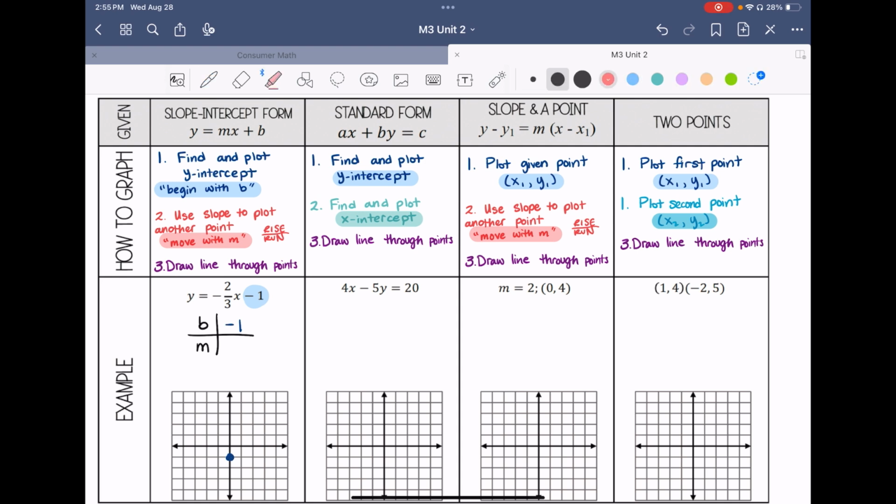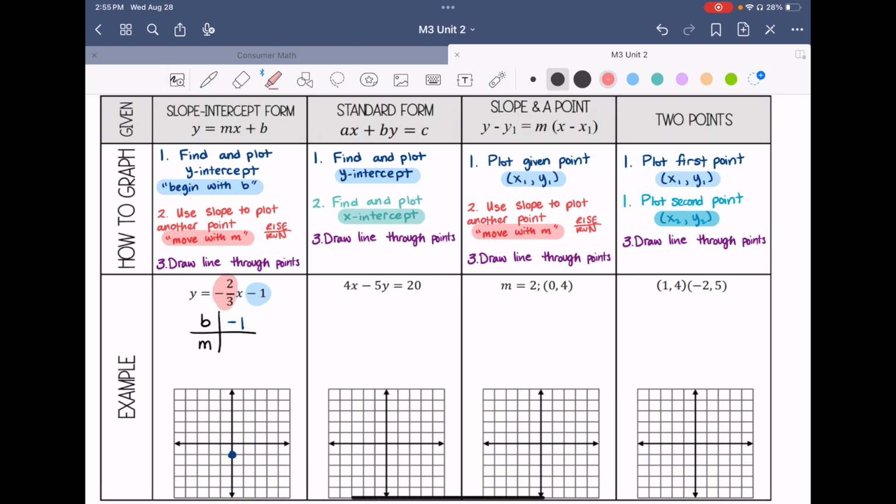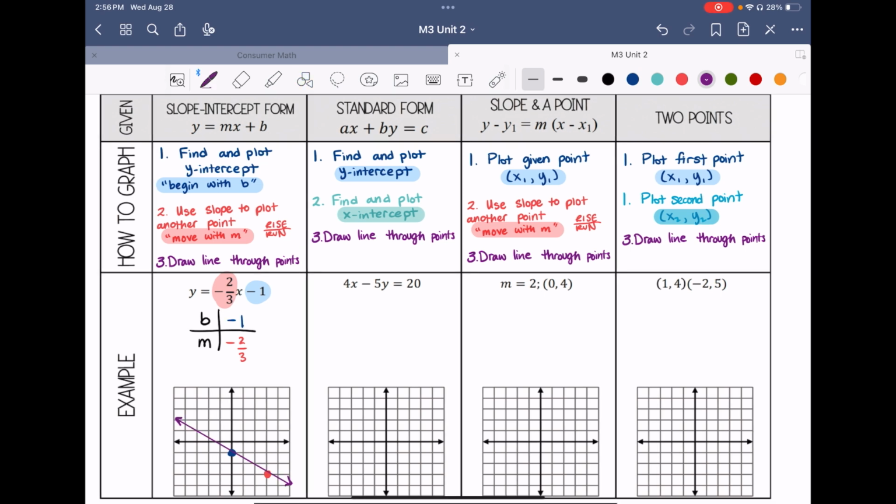Then I'm going to move on to my slope. My slope in this example is negative 2/3. Since it's negative, it means from my B, I'm going to go down 2 and over 3 and plot another point. Then all that's left to do is to create the line that goes through those 2 points. And that's graphing in slope-intercept form.